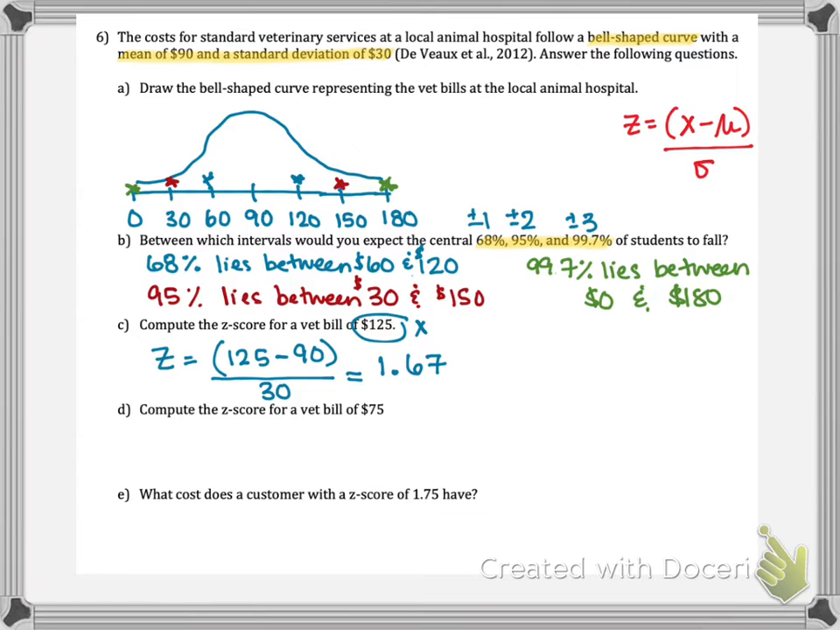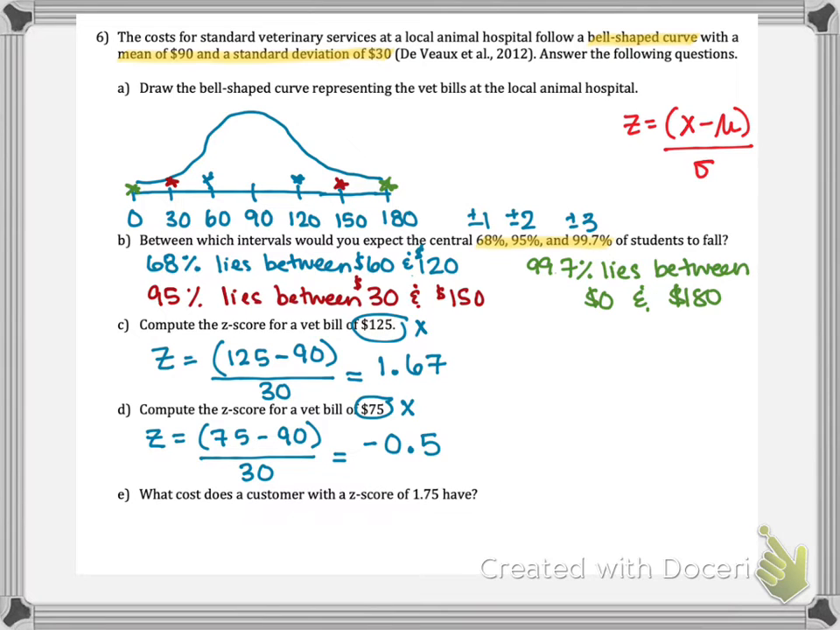Try it again in part D. Compute the z-score for a vet bill of 75. So again, they give me x, and we want to do 75 minus the mean of 90, all divided by the standard deviation. And in this case, we end up with negative 0.5 as our z-score. What this tells me is that we are half a standard deviation below the mean.